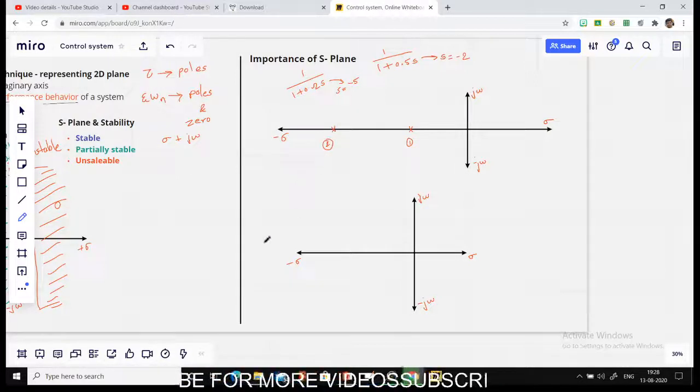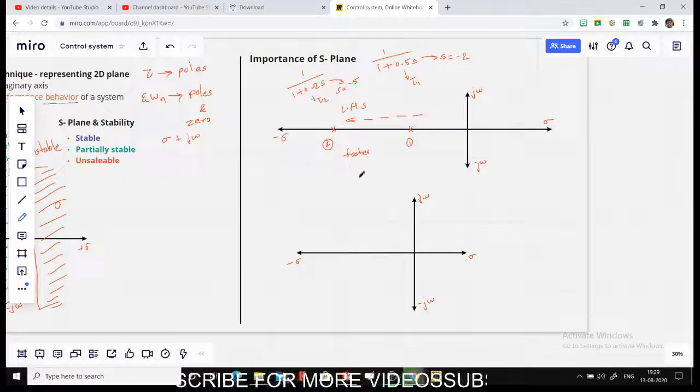Now we can easily understand, as my tau becomes smaller, this is the tau, right? 0.5 is my tau. As tau becomes lesser, we already understood that our system is going to be faster, and that is what it represents on your S-plane. As you reduce your tau, your system keeps on moving towards the left hand side. And as your system moves to the left hand side, the system becomes faster.